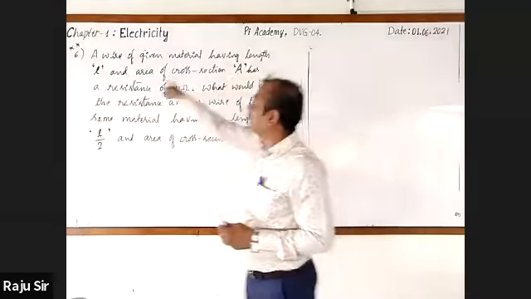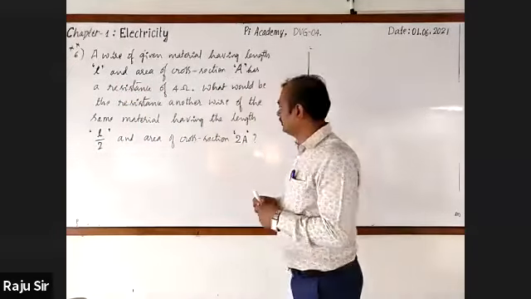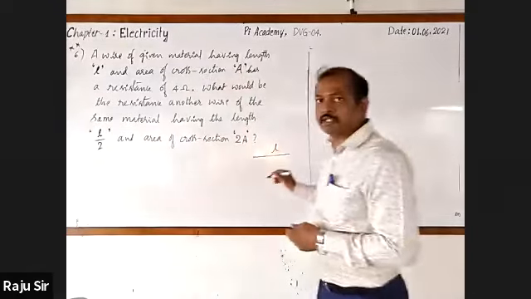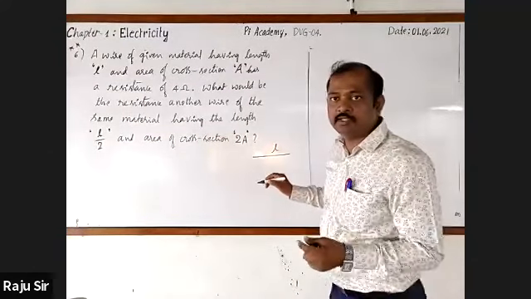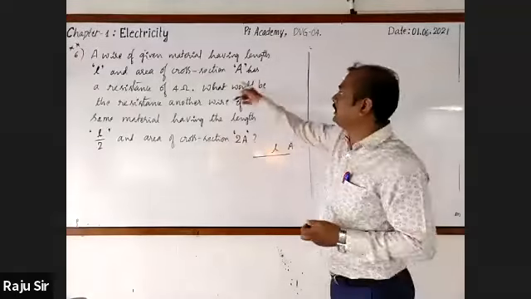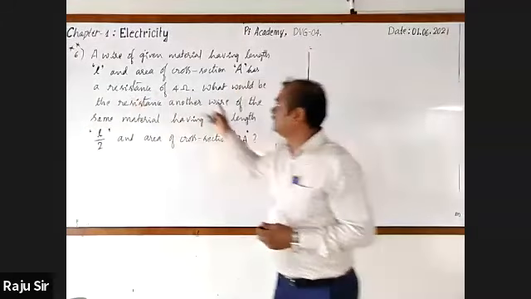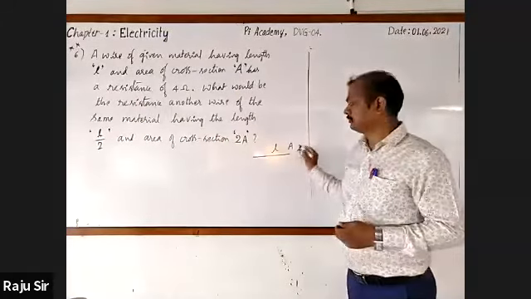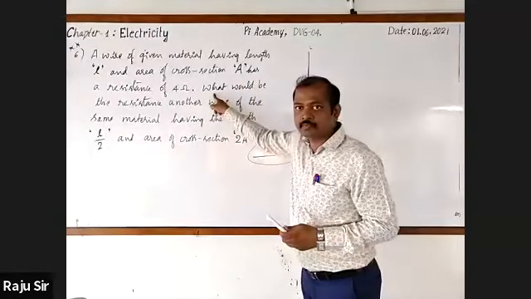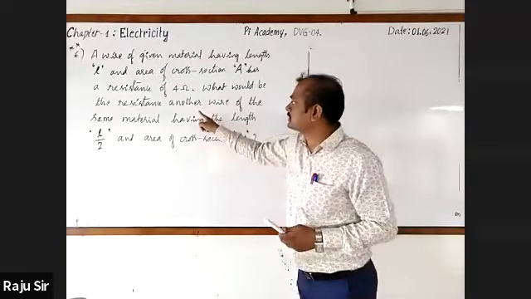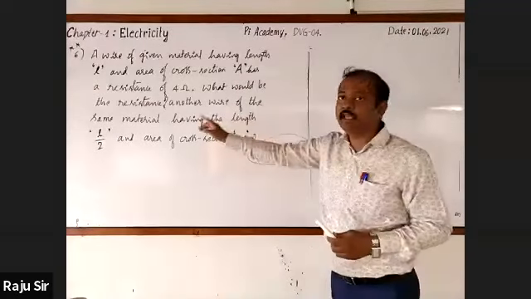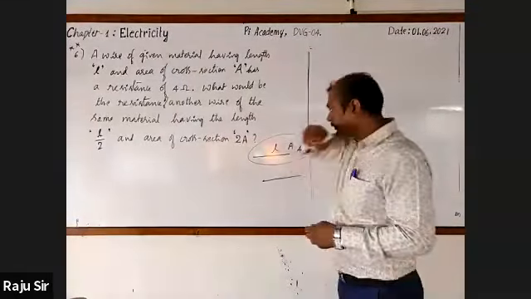See, a wire of given material may be a copper wire, iron wire, aluminum wire, magnesium wire, whatever it is. It has some length L, and its area of cross section is A. Don't go for calculating. Just observe. Its resistance is 4 ohm. Next, what would be the resistance of another wire of the same material? This is a very important statement.